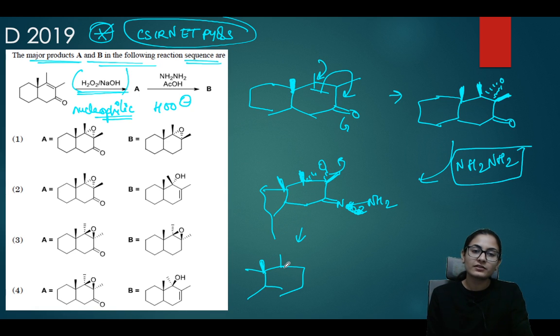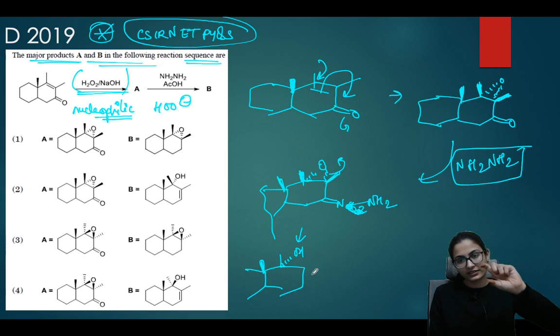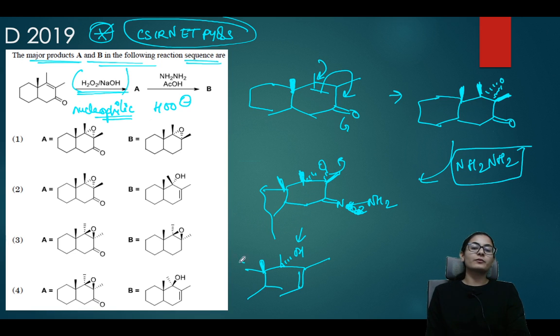Okay, so there is going to be an OH group. Along with that, there is a shift in the double bond like this, and this is going to be your product. This is going to be the product which is present in option number 2.